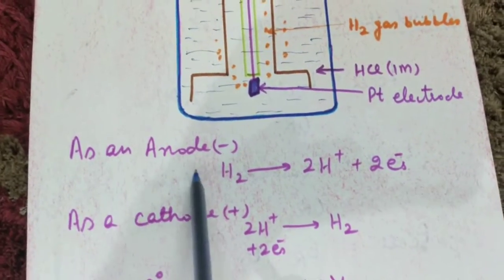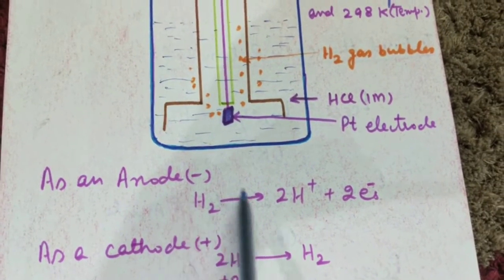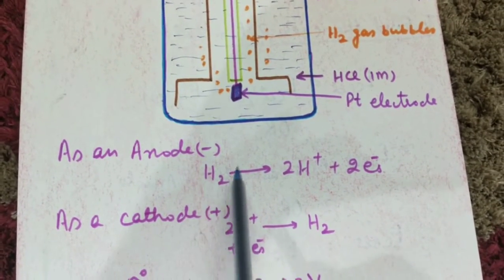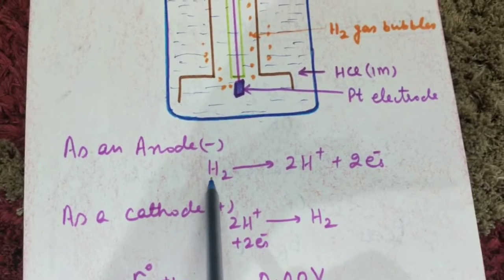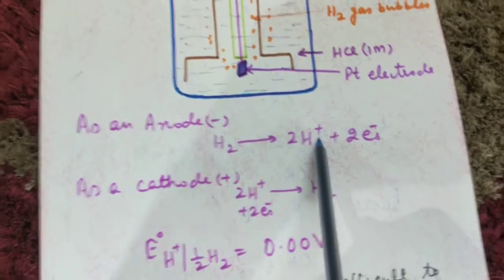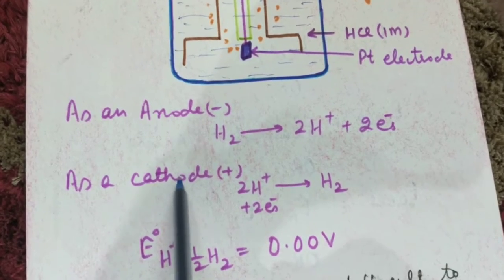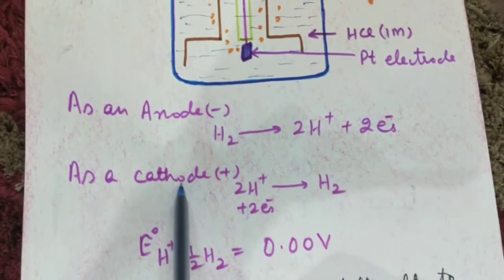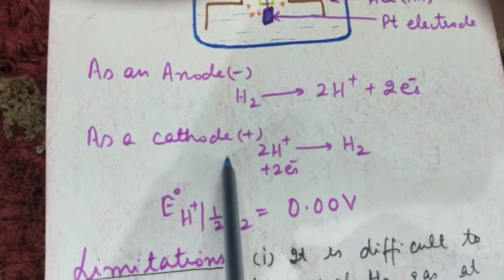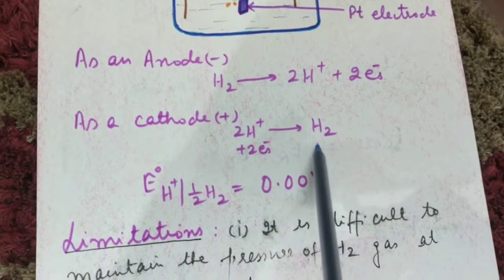When hydrogen is connected to a metal less reactive than hydrogen, it can behave like an anode where oxidation takes place. That is, hydrogen loses 2 electrons and changes to 2H plus ions. And when it is connected to a more reactive metal to find the electrode potential of that metal, then hydrogen can act as cathode. That is, it can gain 2 electrons and change to H2.